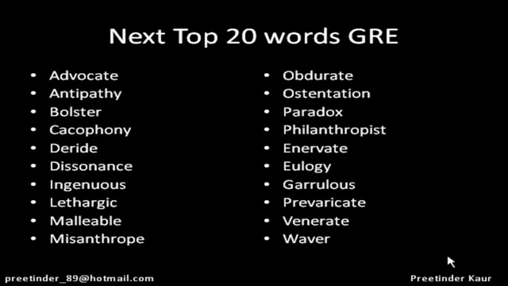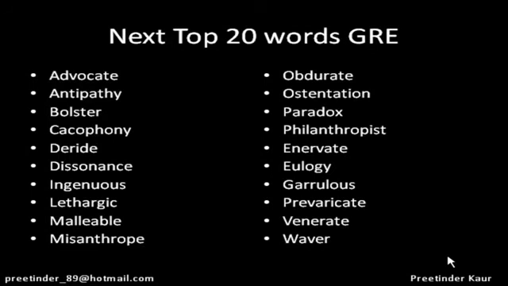Advocate means to take someone's side. For example, in a court case, there are a lot of advocates that keep fighting against each other. Antipathy is a feeling of dislike. Antipathy is also for hatred, not just dislike. Bolster means support. Cacophony is loud, harsh voice that you don't want to hear.